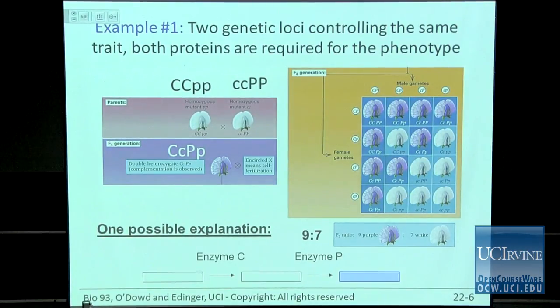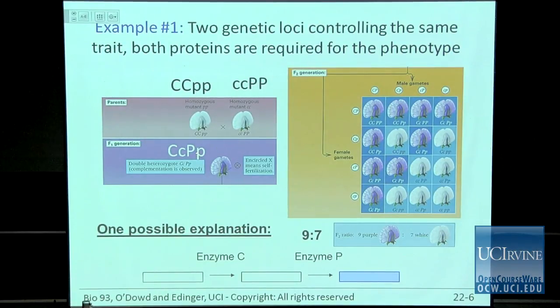Now I provided you with a molecular explanation of this phenotype because maybe that will help it make sense. I said, okay, maybe there's an enzyme C that converts this white substrate to another white substrate. That's what enzyme P works on, and enzyme P turns this white substrate purple. So if you're missing enzyme C, enzyme P has nothing to turn purple. And if you're missing enzyme P, this intermediate has no color. So either way, if you're missing C or P, you end up white.